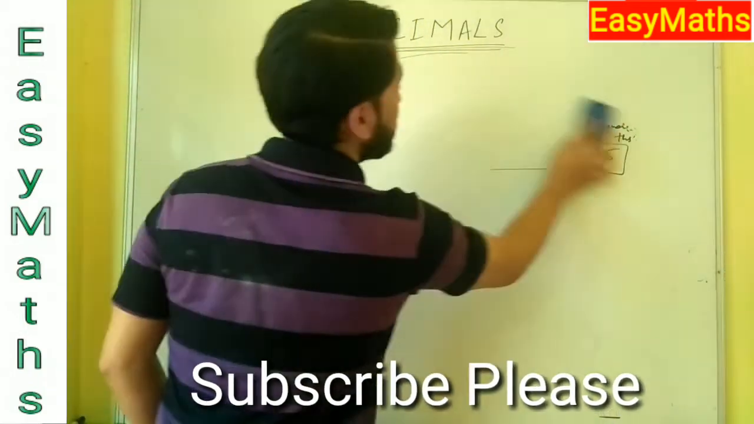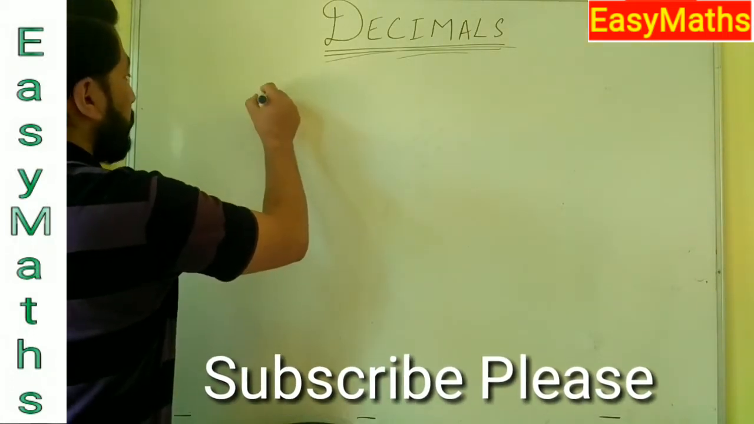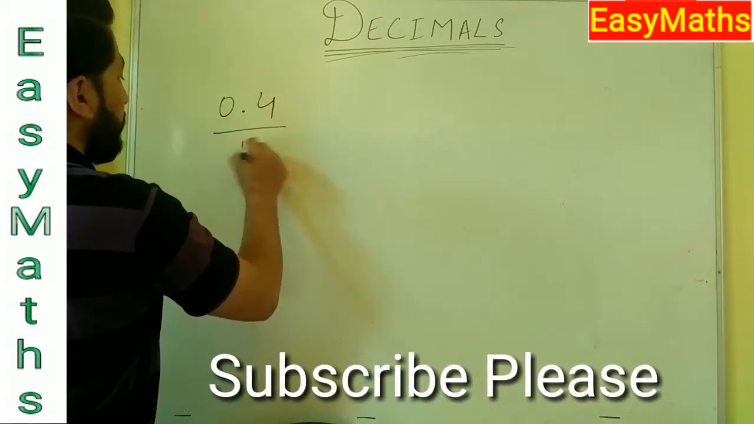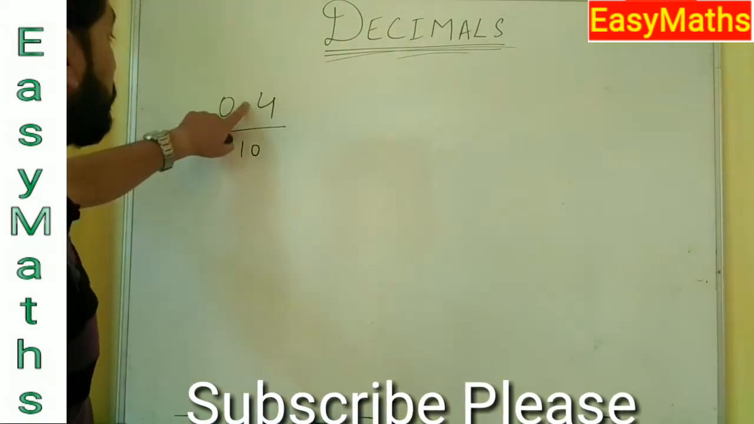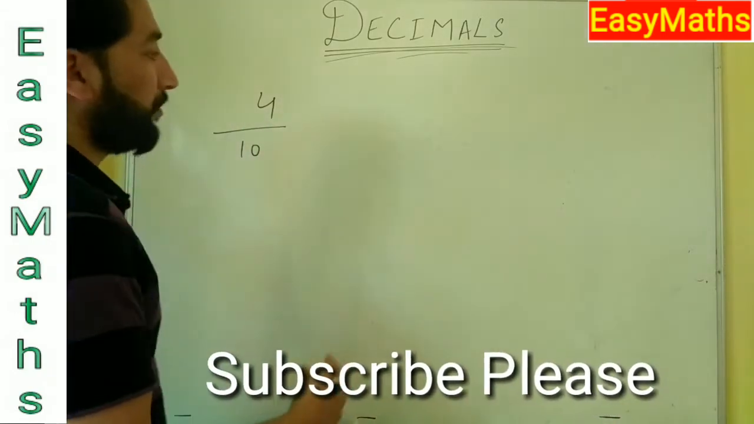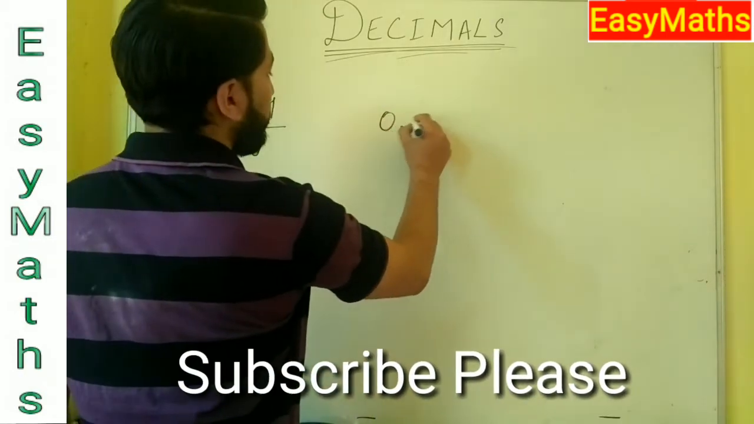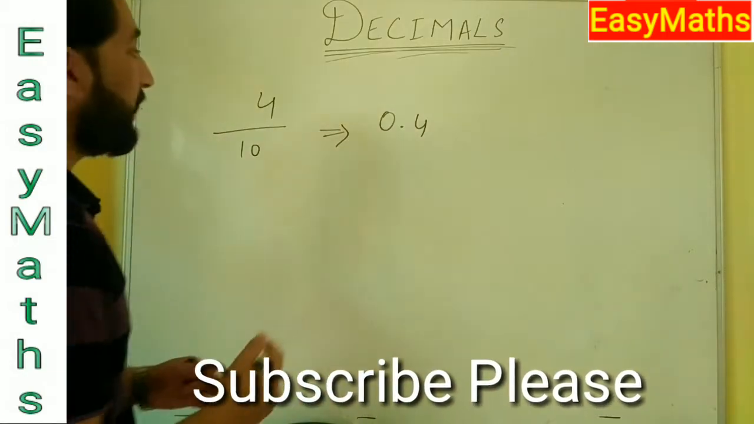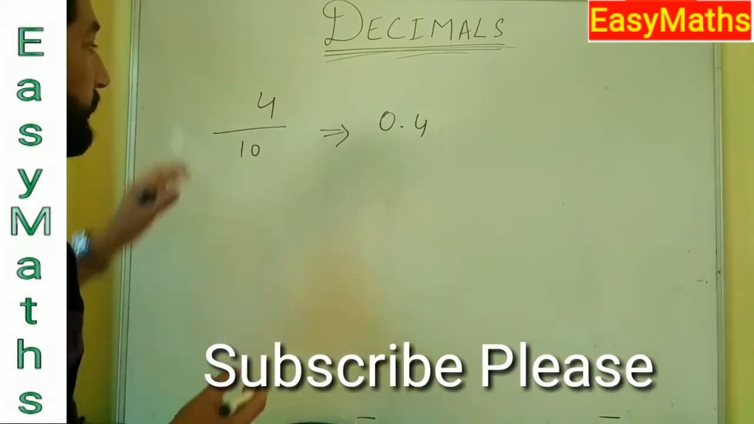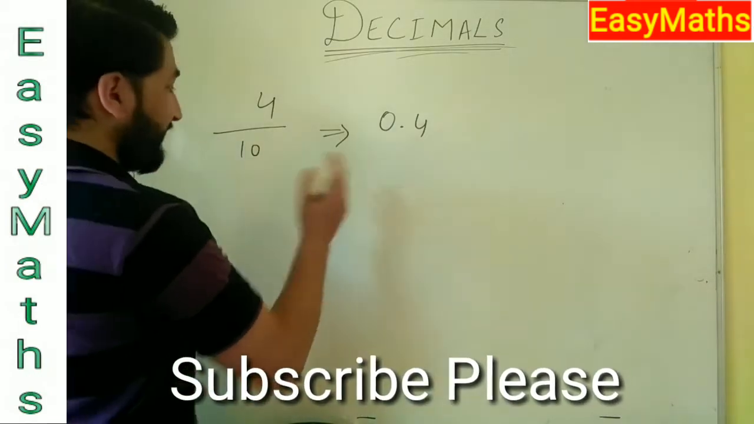After this, how do we convert a fraction into a decimal number? Suppose we have 4 divided by 10. How do we convert 4 by 10 into a decimal number? We usually divide 4 by 10, and what we obtain is 0.4. This will be our answer. But how did we do it? As I have shown you, we use the place value chart to obtain 0.4 from 4 by 10. This is our answer.